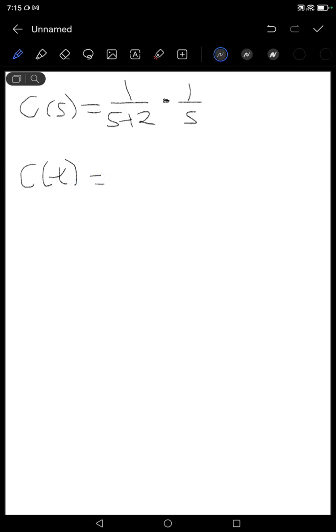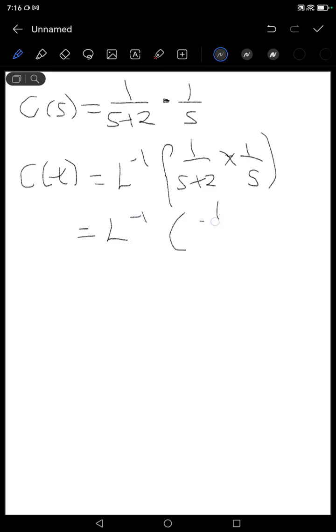To get c(t), this we call the response. When they say determine the response, just know you're going to do the inverse Laplace. So we're going to have the inverse Laplace of 1 over s plus 2 multiplied by 1 over s, like this. Okay, so now we are going to do the inverse Laplace of this multiplication, or we can write it as the inverse Laplace of 1 over s times 1 over s plus 2, like this.